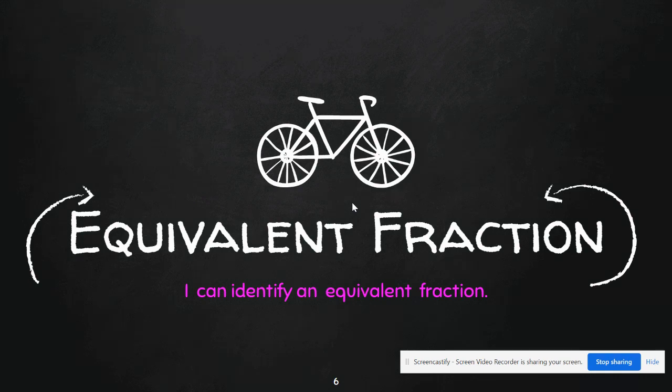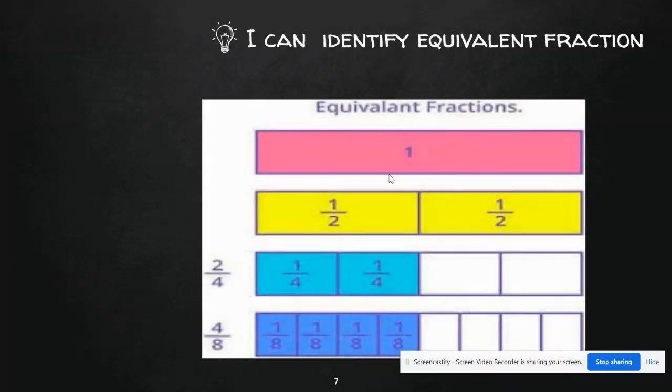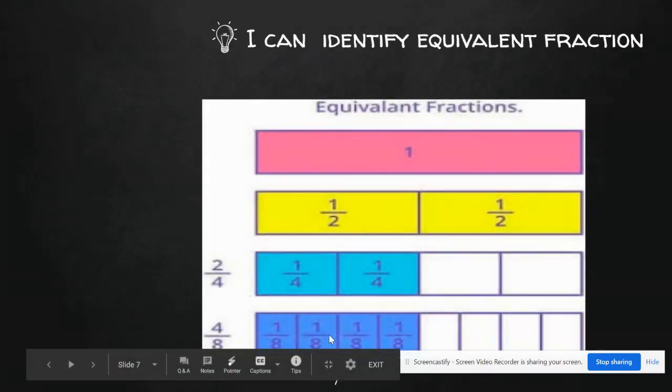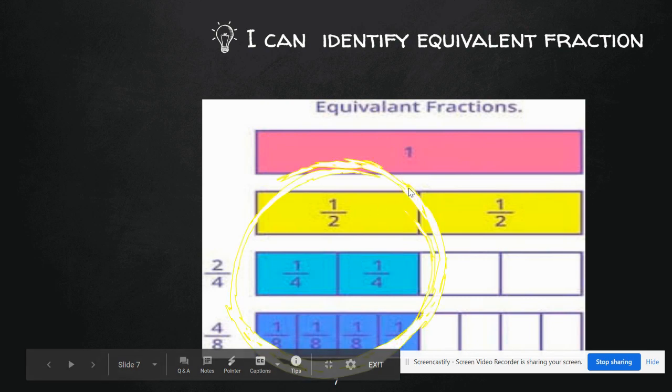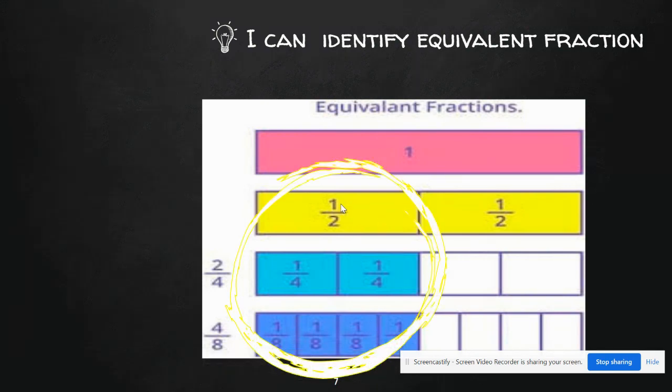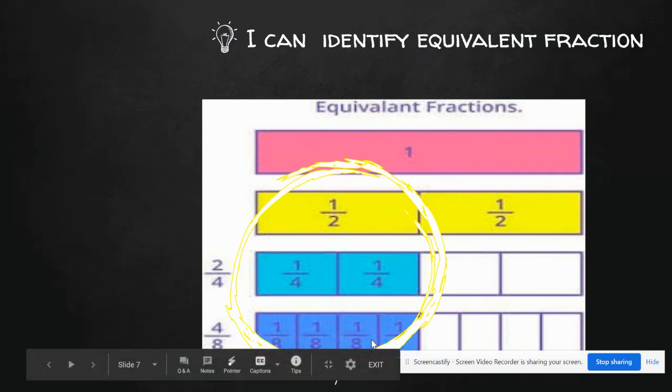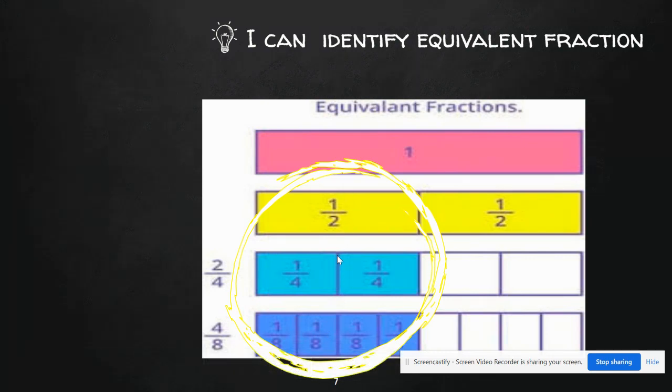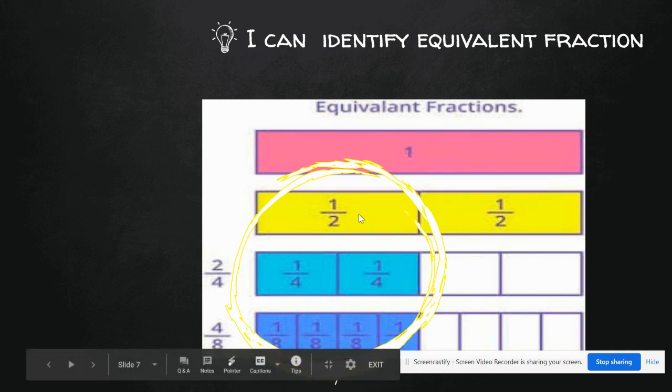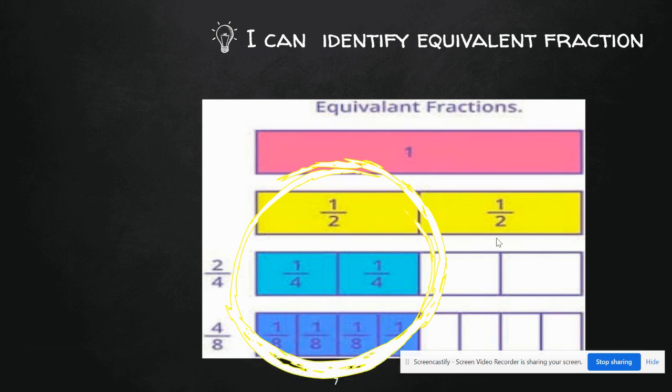Let's move on to equivalent fractions. When we do equivalent fractions, we've got to remember that equivalent fractions are going to be representing the same amount no matter if they are divided in different pieces. Like here, I want you to pay attention to these three fractions that we have here. We have 1/2, 2/4, and 4/8. So they're all equivalent because they are representing the same amount of the whole in the three drawings.